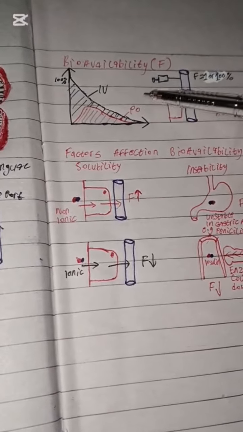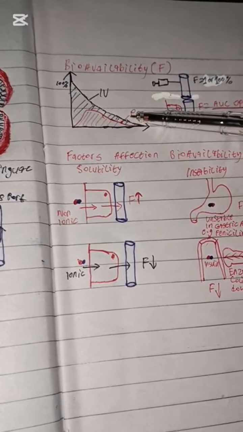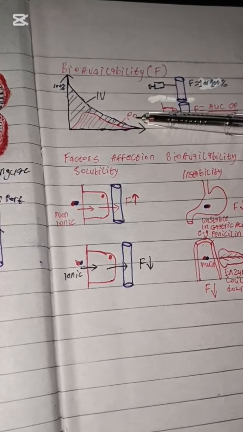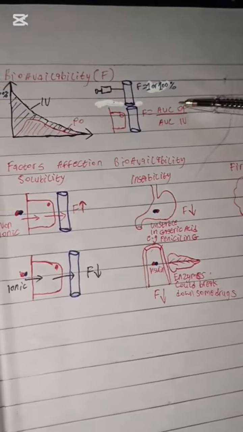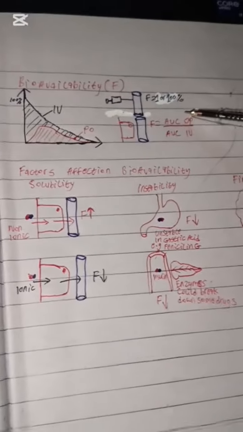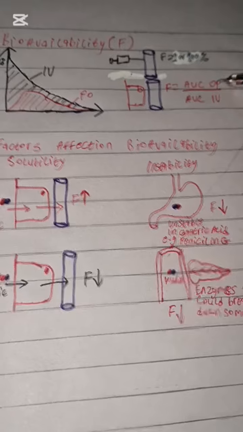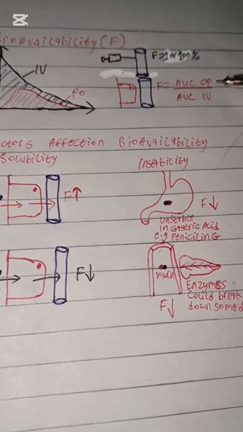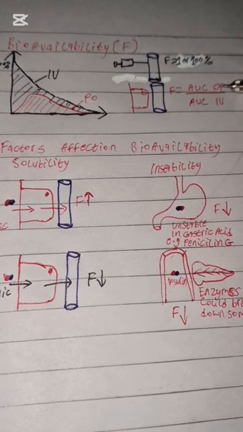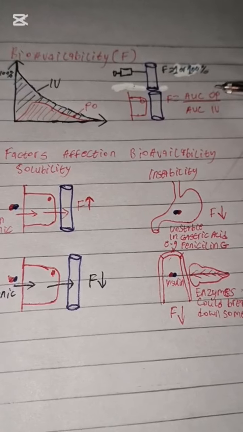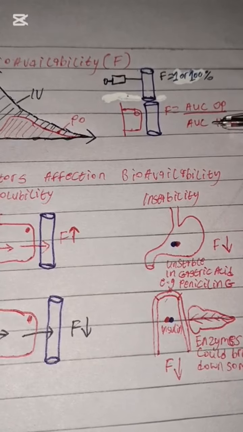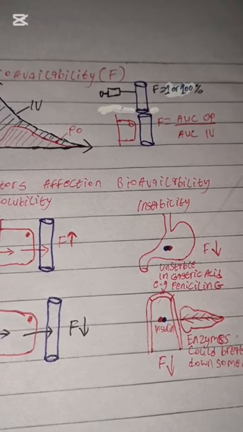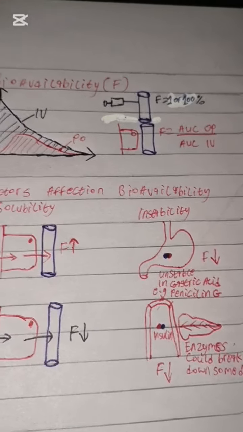So for something like oral, it has less bioavailability because it needs to be absorbed. The formula for that is the area under the graph for the route of administration you are discussing, in this case oral, over the area under the graph for IV administration. And that will give you an answer. If you want it in percentage, you multiply it by 100.